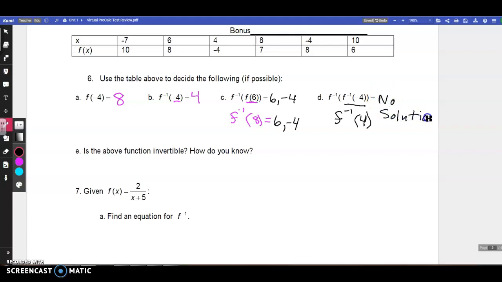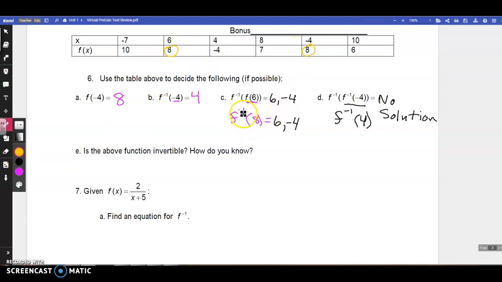All right. So nice work on the table there. Now, part E says, is the above function invertible? How do you know? Well, what does it mean to be invertible? Invertible means if I switch the inputs and the outputs, then my new function is also a function. Well, would that work here? And the answer is no. And how do I know? I know because of these two 8s right here.